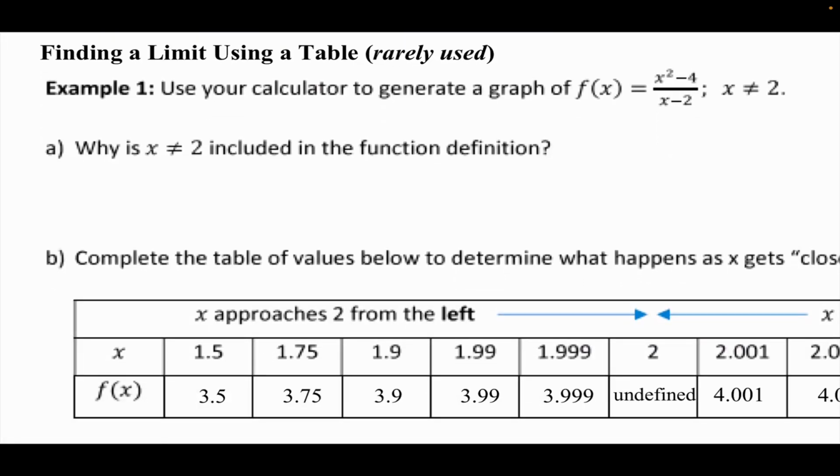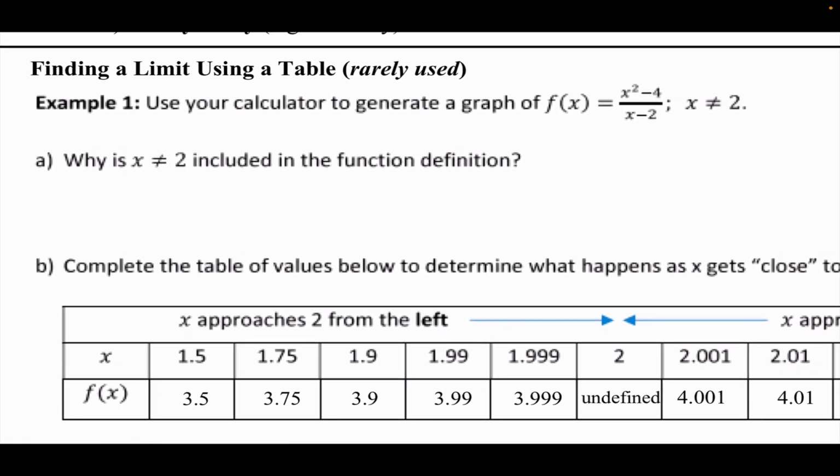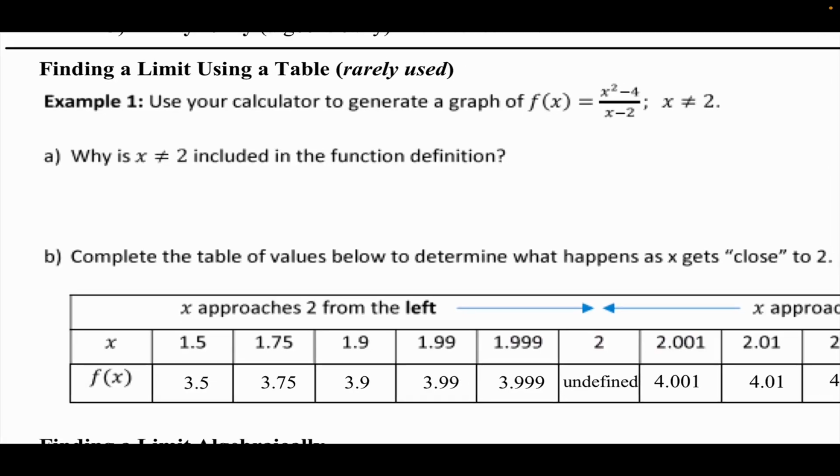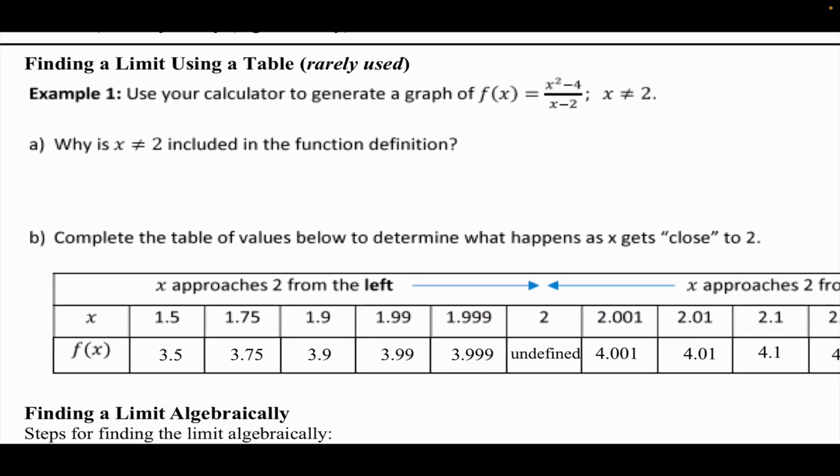How do we use a table? So example number 1. It says use your calculator to generate. I already did this on the calculator. So I made the table. So how did I make the table? Well, I plugged in each of those numbers: 1.5, 1.75, 1.9. I plugged them into the formula here, or to the f of x. Okay, and that's how I got the numbers, right?